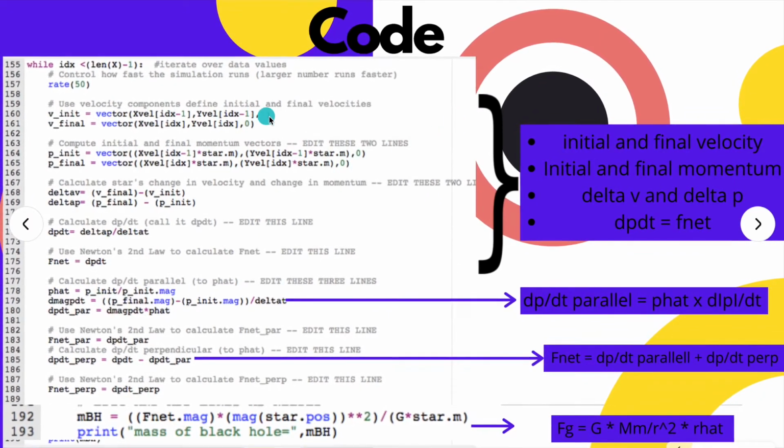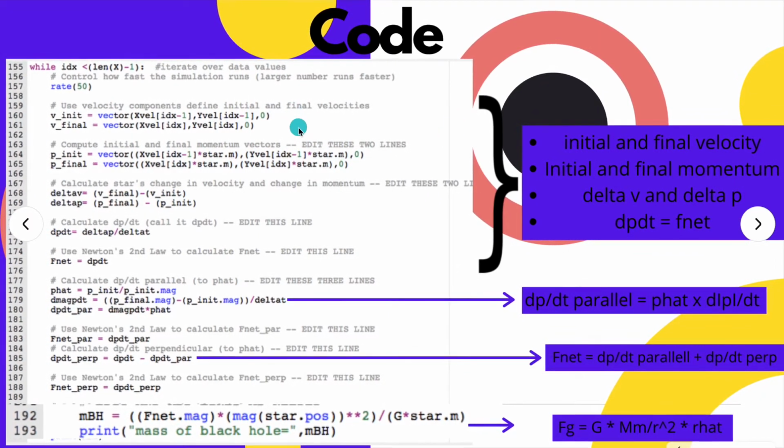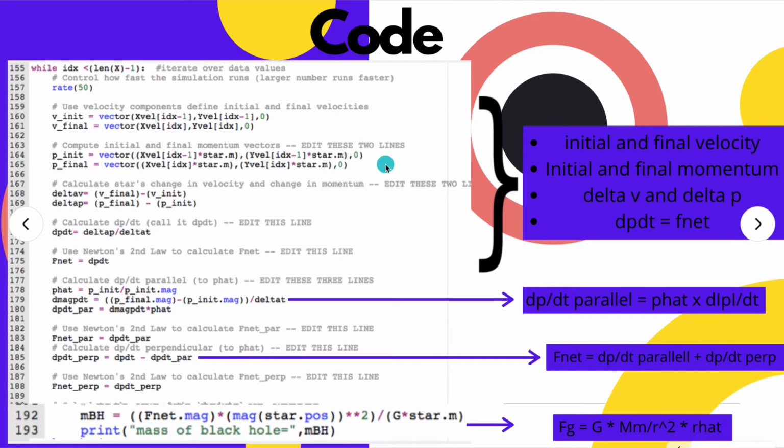So first of all, we computed the initial and final velocity, which we then used to compute the initial and final momentum, because momentum is just velocity times the mass of the object, in this case the star. Our delta v is our final velocity minus the initial velocity, and our delta p is our final momentum minus the initial momentum. dp/dt is equal to delta p over delta t, and that is our net force.